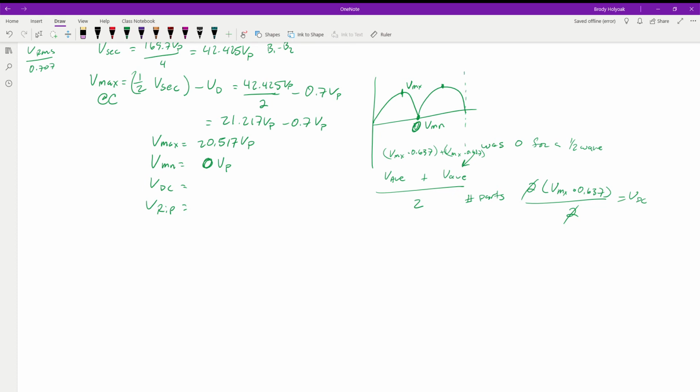Like I said, it's a little weird to do it, but just remember that this is the formula for a full wave, because we have these two portions in the same time frame as our input signal, unlike the other one where we only had one iteration of our sine wave, and then it was flat. So our VDC equals Vmax times 0.637. We take the 20.517 volts, multiply that by 0.637, and our VDC for this one equals 13.069 volts.